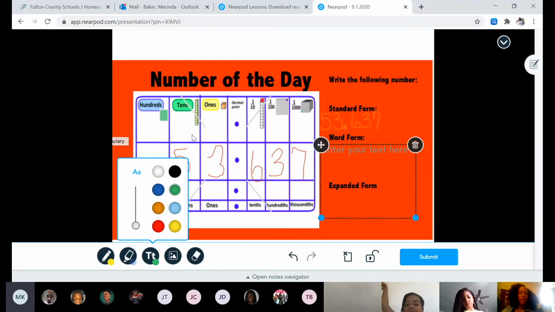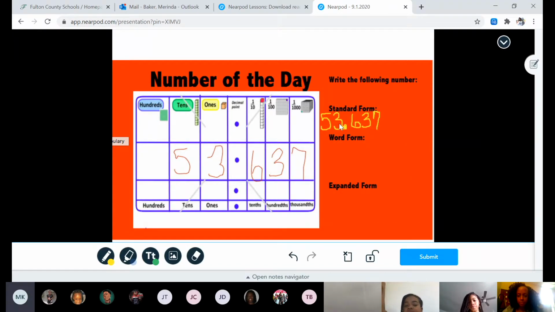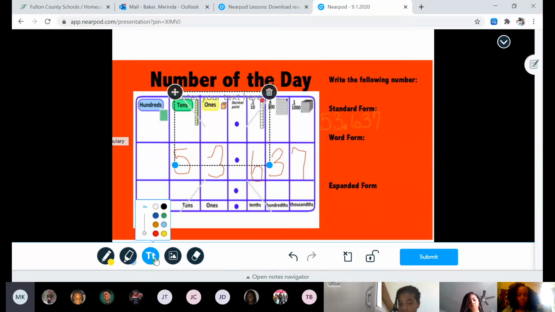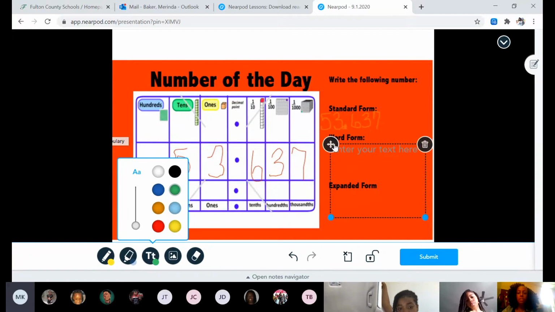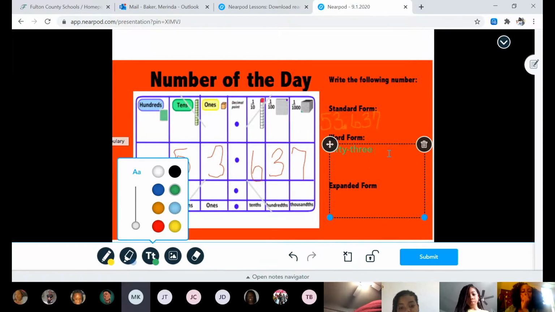Hold on, wait. How would you read this number right here? 53 and 637 thousandths. So what's the first words I need to write? 53. 50. And then 3. All right, what's next? 637. Hold on, wait. What do I need to put before that? Because I have 53 and then I have a decimal point. What word replaces that decimal point? And. Yep. So I need to put 53 and.